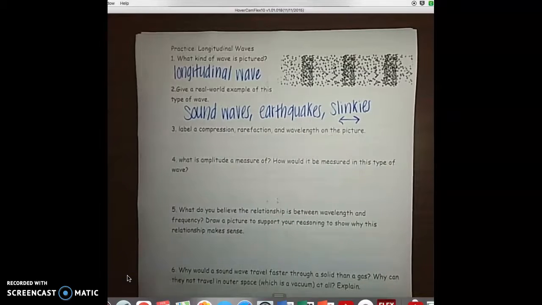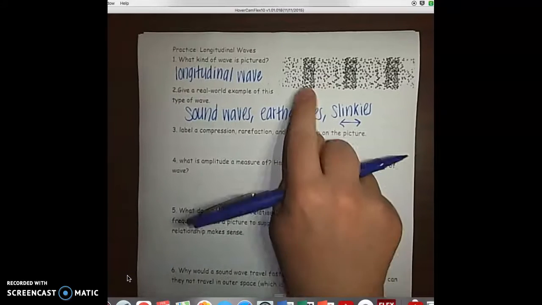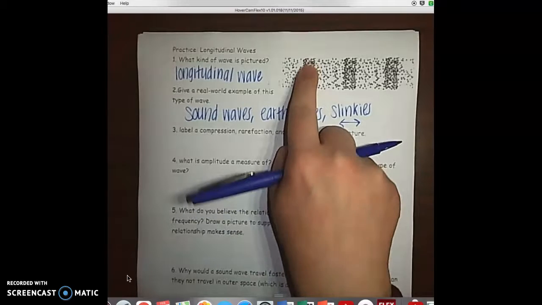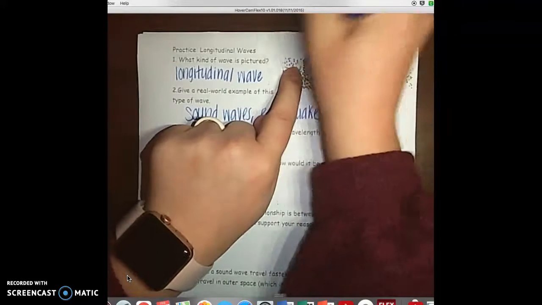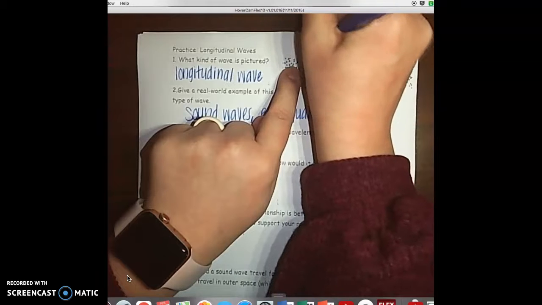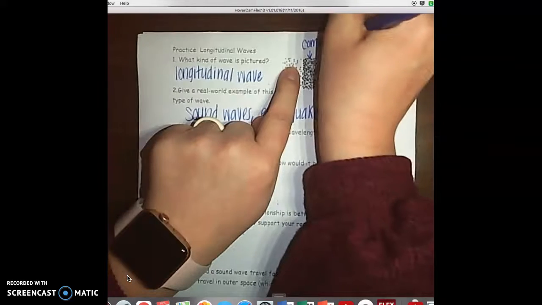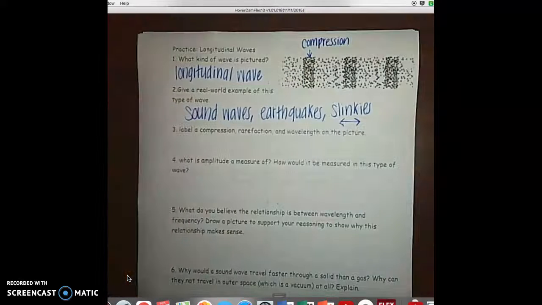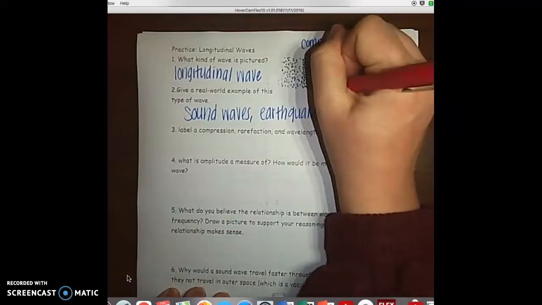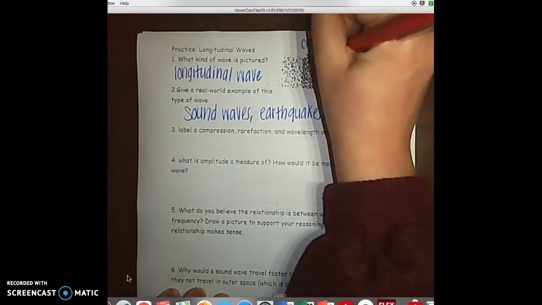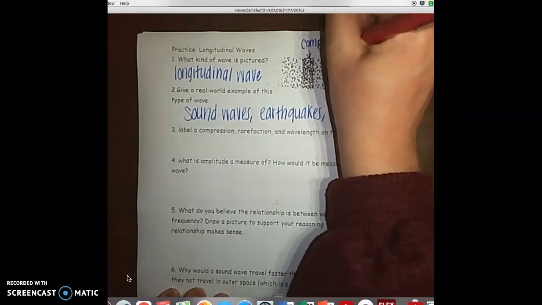All right, so our compression, we know that the compressions are when the particles are very tightly packed together. So this right here is our compression. For our rarefaction, we know rarefactions are when the particles are spread apart. So this section right here is a rarefaction.